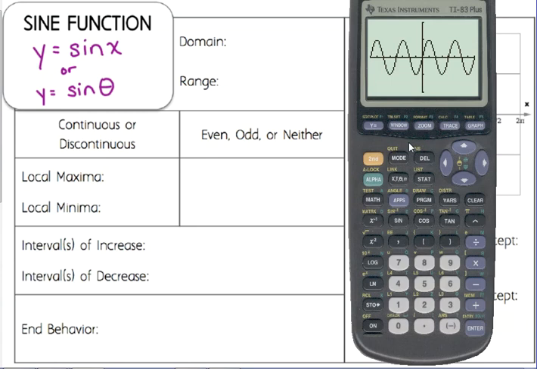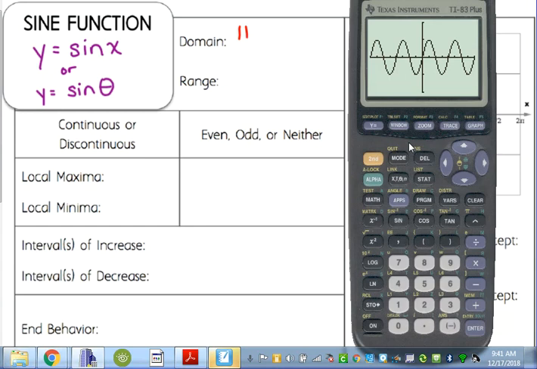without lifting my pencil. So that means our domain is all real numbers, or remember our interval notation, -infinity to +infinity. That means that we can find the sine of any angle, any number from -infinity to +infinity, any angle, we can find the sine ratio of that angle, okay?